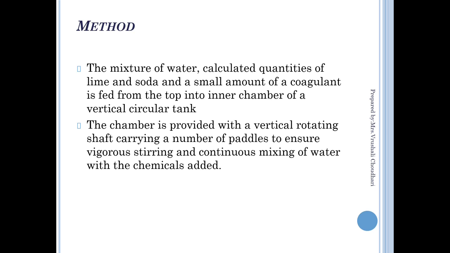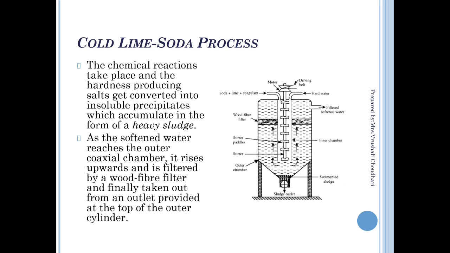In this process, we are adding soda and lime from the top of the vertical circular tank. It is having a rotating shaft, so the reaction will take place more speedily. This is the cold soda lime process tank, which is having a vertical shaft rotator.